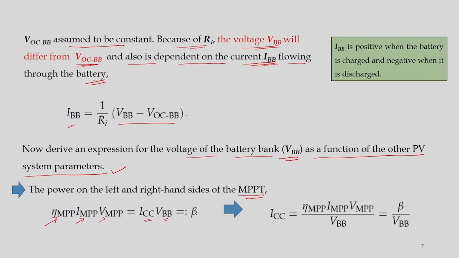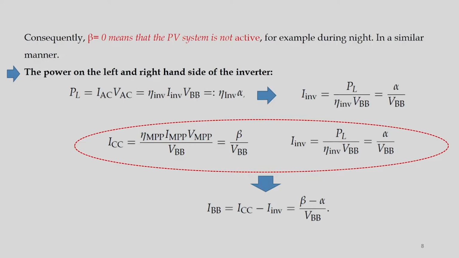So, we can define a parameter called beta, and from that we can calculate I_CC. It is nothing but this expression divided by V_BB. Since this expression is called beta, we can write beta by V_BB. We must also know that I_BB is positive when the battery is charged and negative when the battery is discharged. So, this information is also required for us. Now let us learn more in depth.